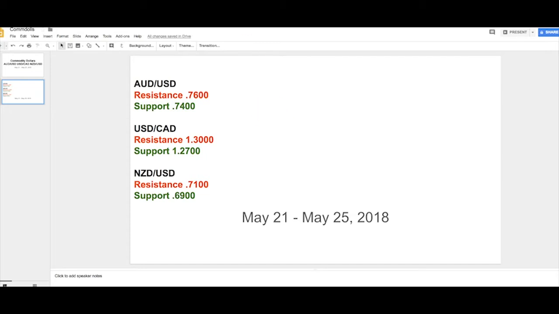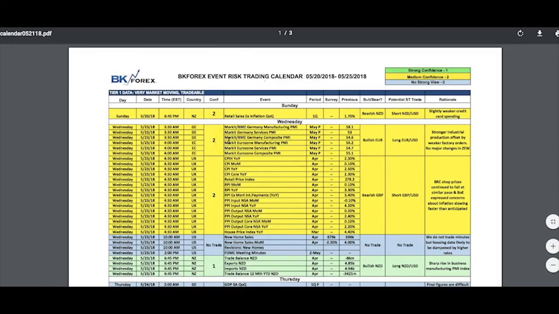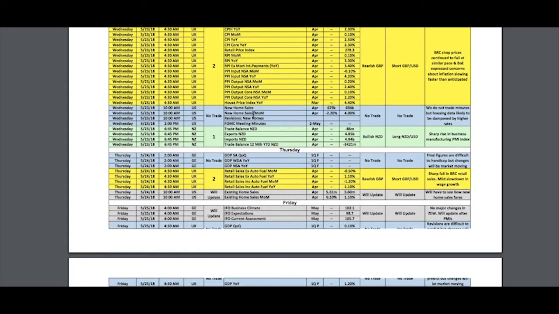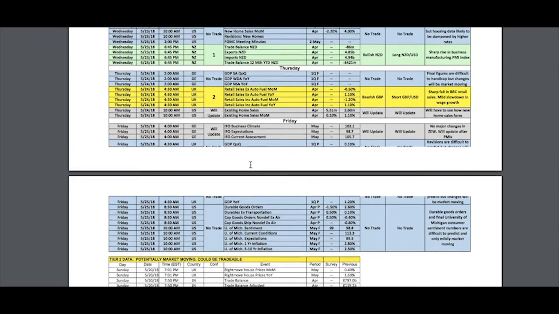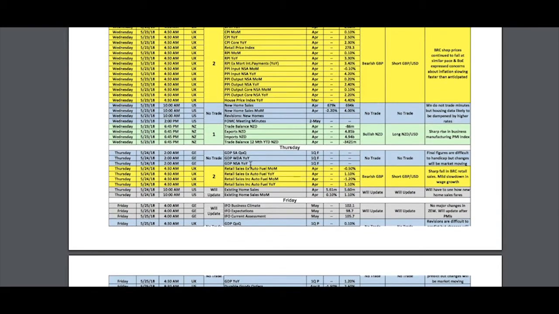Anyways, let's take a look at the calendar here. It's a very quiet calendar. We got just New Zealand retail sales front of the week, and we have the trade balance out of New Zealand, and that's about it, I think. We literally do not have any data from the COM dollar land at all.